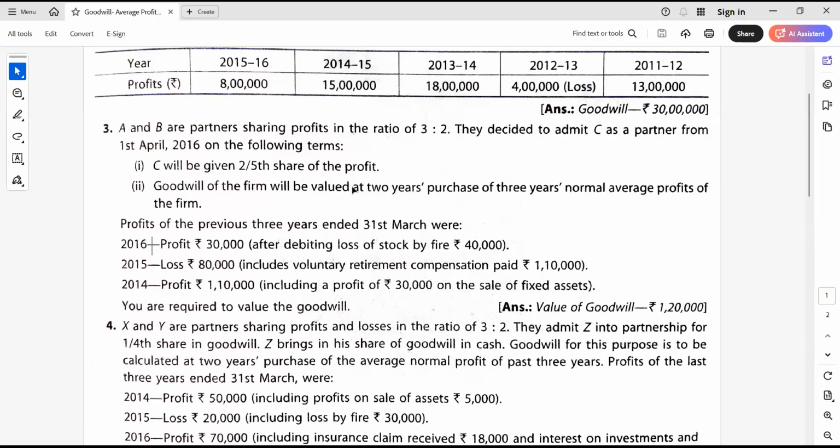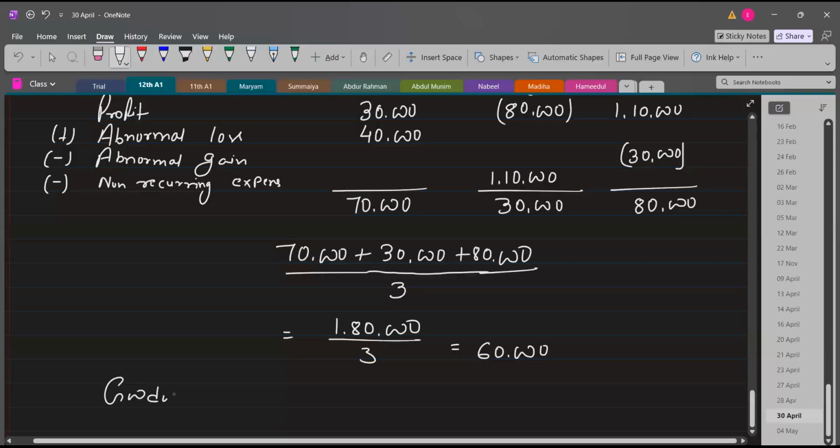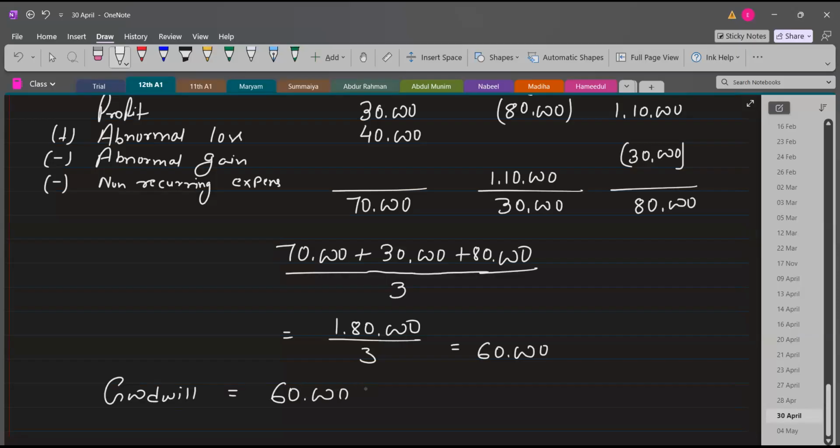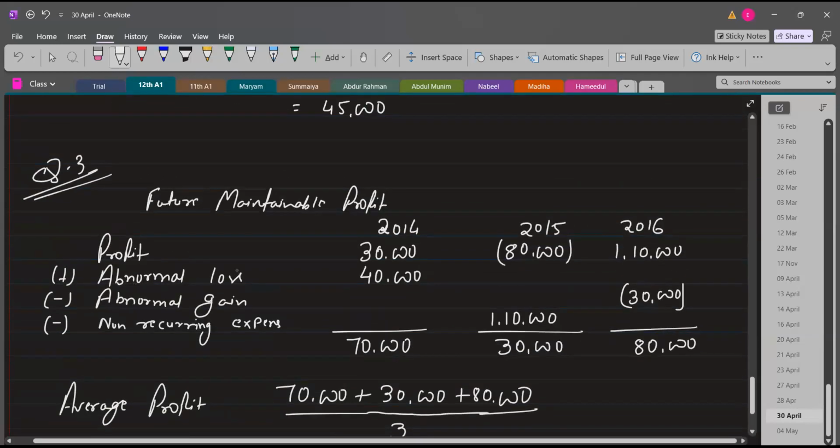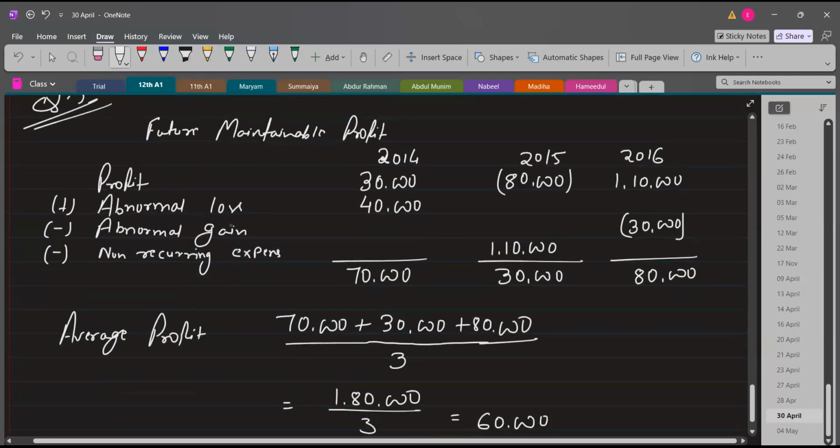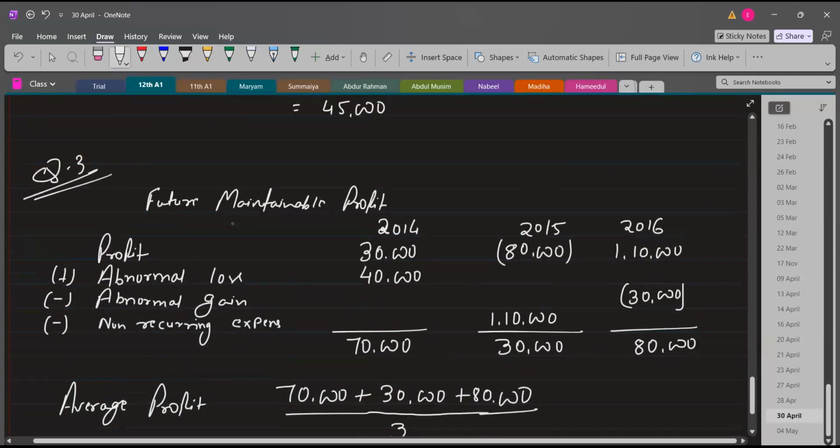Goodwill of the firm will be valued at 2 years purchase. So goodwill will be 60,000 into 2, which is 1,20,000. And this is your average profit method. Okay, so this is your solution. This is the question I was talking about. So please write this, then I will explain the next concept.